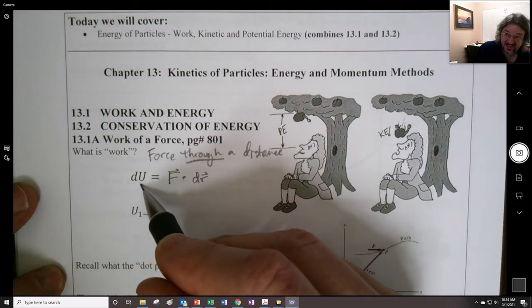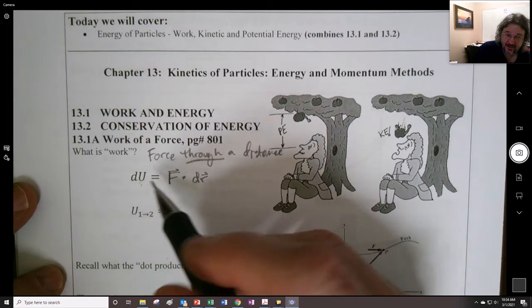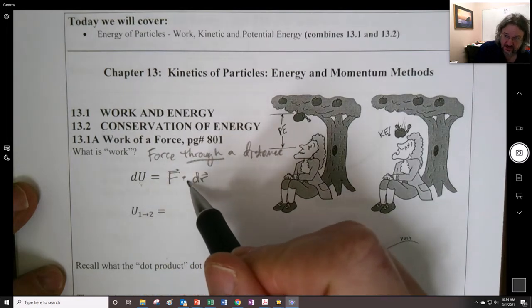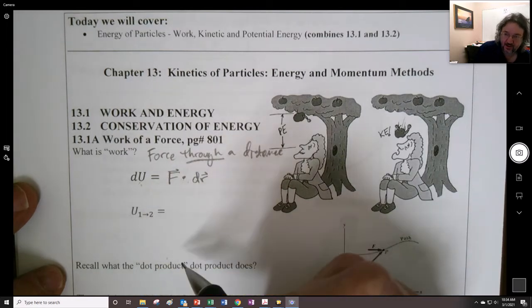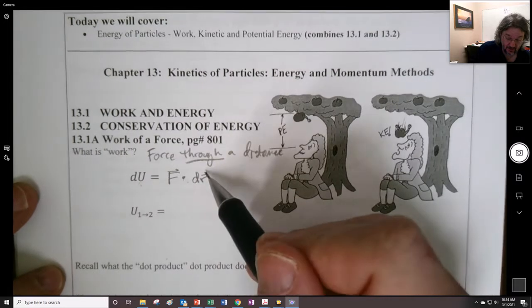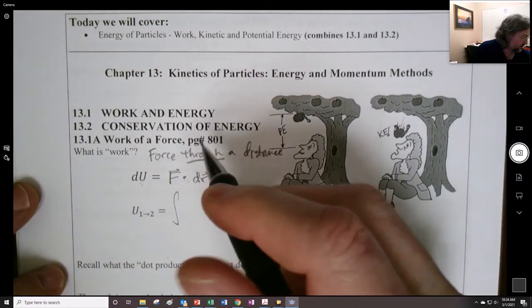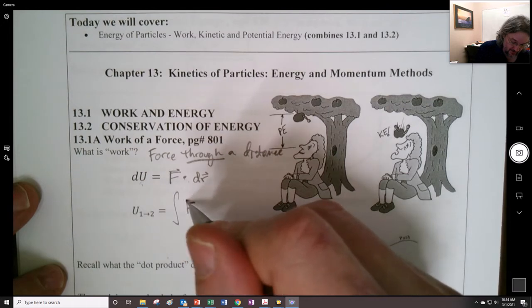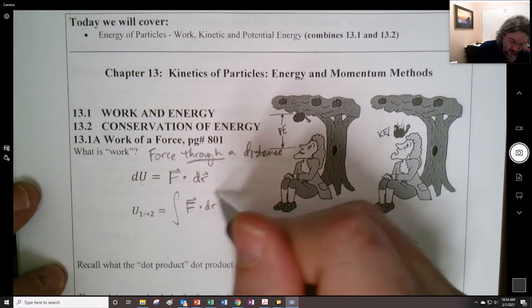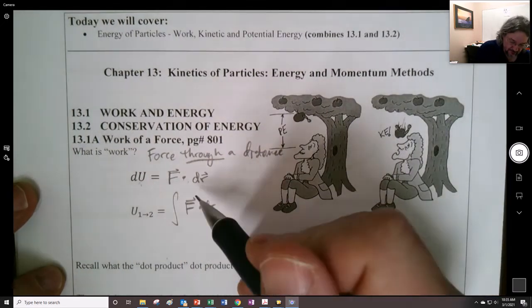So energy is a scalar. The dot product is another. It's called a scalar product. It robs away the vector parts of the force in this. So we want to try to find it between two states right here. So we go F dotted against dr, and we integrate across from there.